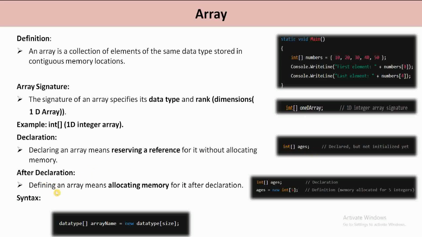After declaration, if we define an array, means allocating memory for it after declaration, we need to add or allocate the memory size for that particular array. Then we can do it in this way. First we declare this, and after some time, where we need it, then we can initialize the values, means we allocate the memory size to that integer array. So this is the syntax: data type, square brackets, array name is equal to allocating memory with the new keyword, and then data type and then the size of that array.